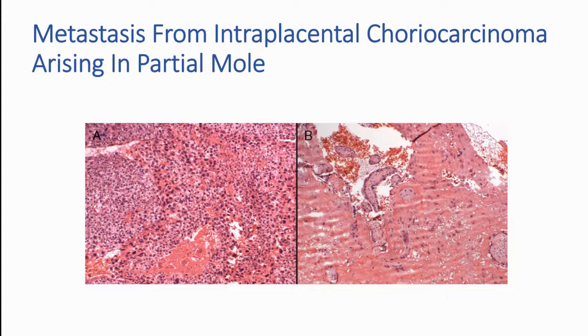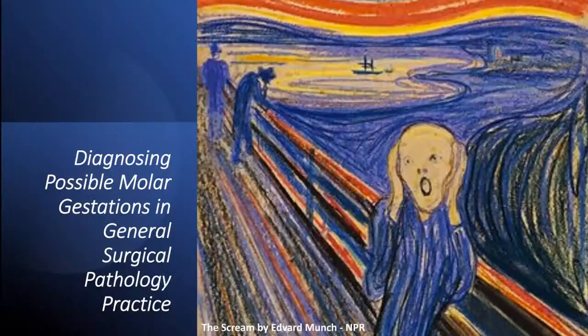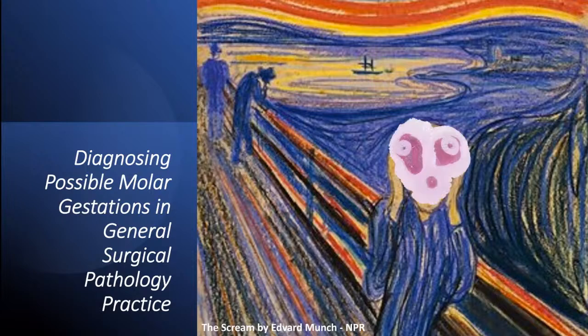So at this point, you're probably thinking, oh my gosh, what are we going to do? And if you've looked at a lot of placentas, this is what you might see on umbilical cord cross-sections if you've looked at too many.